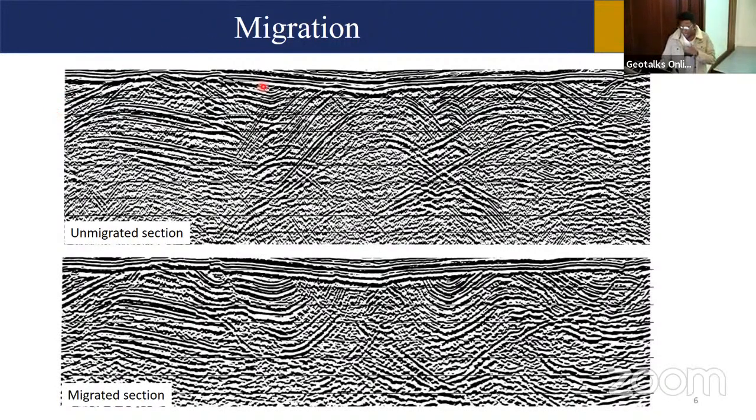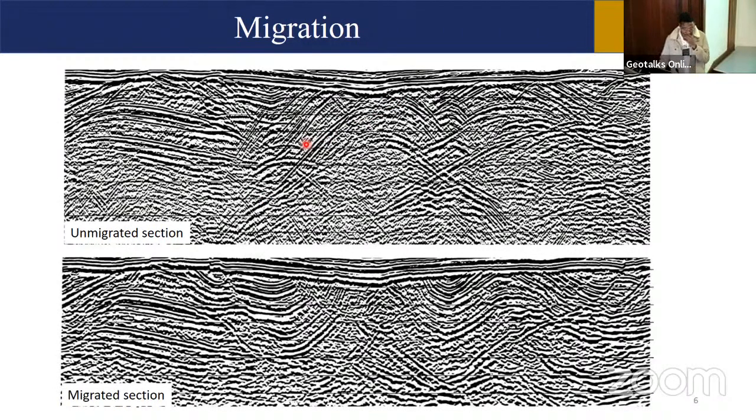For instance, an unmigrated section is shown here. Especially in a complex environment, it would have a lot of diffractions from diffracted waves on edges and faults in the subsurface, so your section would not appear like the true subsurface. You start having reflections that cross-cut each other, which is not true in the true geology.